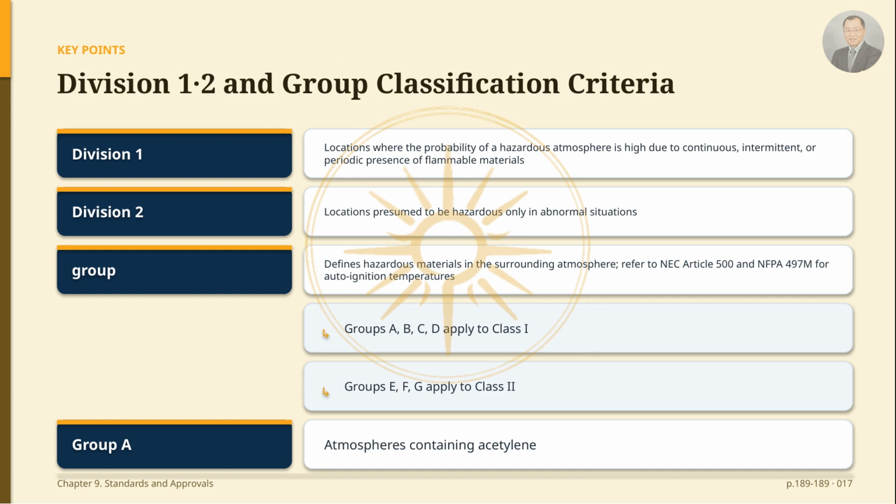Next, the group defines the hazardous material in the surrounding atmosphere. The specific materials for each group and their automatic ignition temperatures can be found in NEC Article 500 and NFPA 497M. Groups A, B, C, and D apply to Class 1 locations, while Groups E, F, and G apply to Class 2 locations. The following definitions are taken from the NEC. Group A refers to atmospheres containing acetylene.